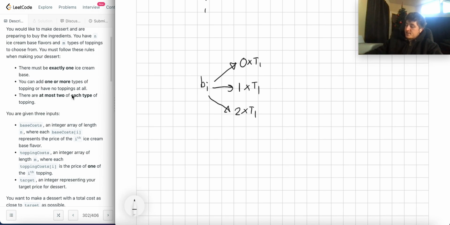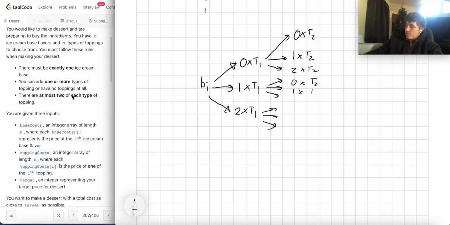And then I play the same game from here, from this state, with the remaining toppings. Right, so I could do 0 of the second topping, I could do 1 of the second topping, or I could do 2 of the second topping.